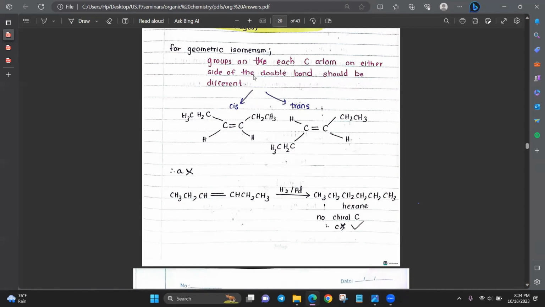And there are 2 types of geometric isomers, cis and trans. Cis means same groups are on the same side. Here, these are the same groups, the same groups of each carbon atom, and both are on the same side. These 2 are up, hydrogens are down. Trans means it is on the opposite side. This hydrogen and this hydrogen are on opposite sides of this molecule. This ethyl group and this ethyl group are on the opposite sides of this molecule. That means it is trans.